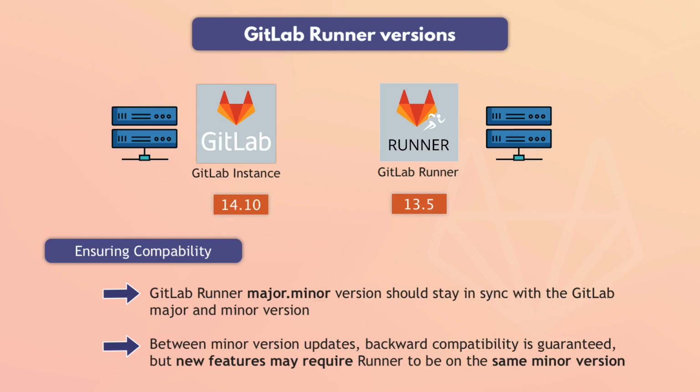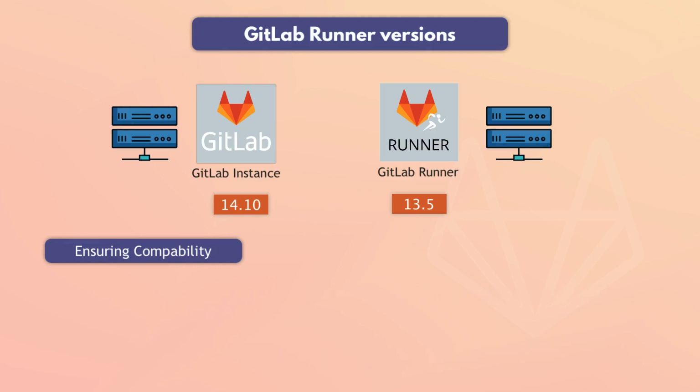GitLab actually guarantees backward compatibility between minor version updates. But again, it could be that in a minor version update, a new feature gets added to GitLab that can only be executed and used on a GitLab runner with the same minor version. So on an older GitLab runner, you will not be able to use this feature.